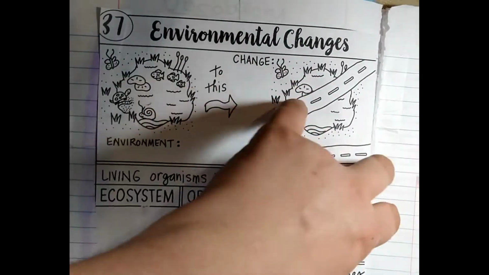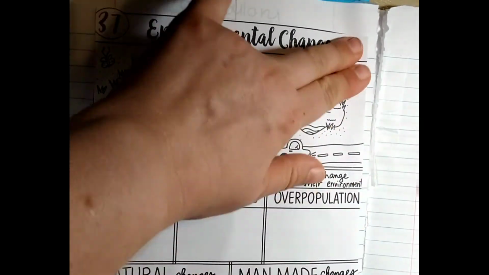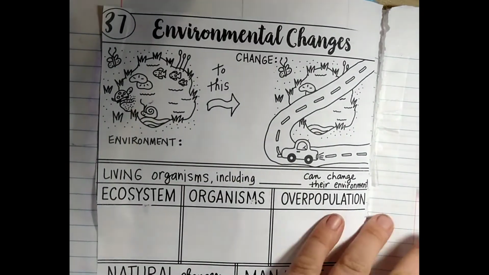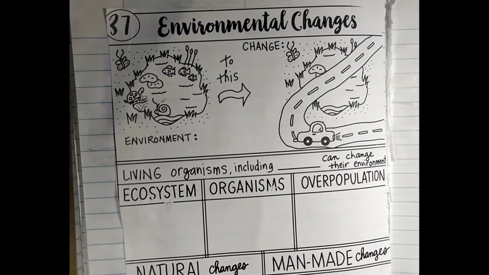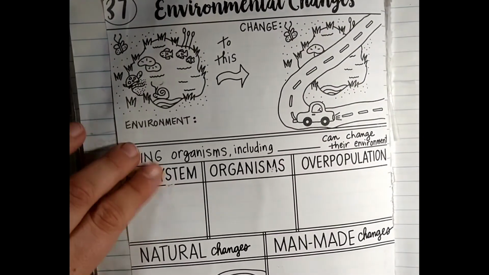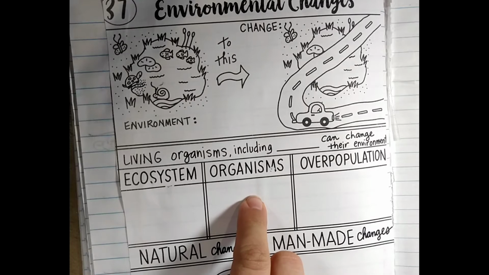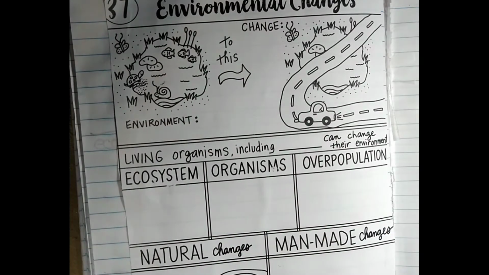So when we're talking about environmental changes, we're talking about how, when the environment or where something lives changes, it affects the organisms that live in the environment, and how the organisms affect the environment that they live in.